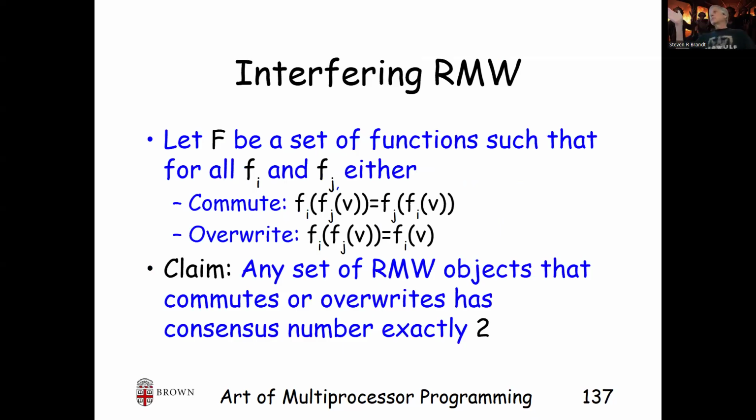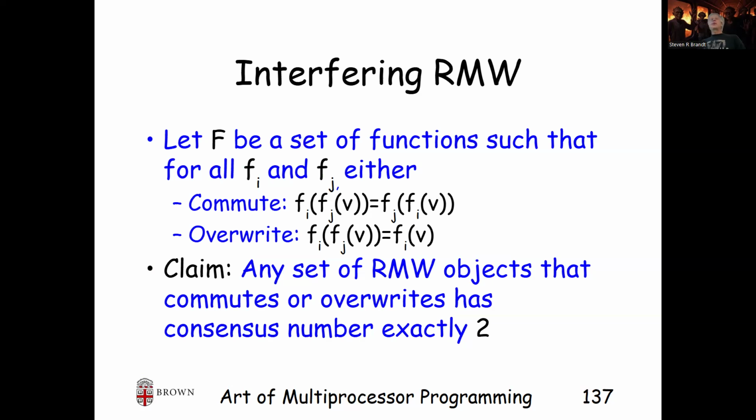Plus. So get and increment, right? Get and increment is going to be something that commutes. And overwrite, well, that's get and set, right? But what are other things that commute? Multiplication. So get and multiply by 2. If I had such a thing, and I think some hardware does have such an instruction, that's going to be something that commutes. And the claim here is that any set of RMW objects that commute or overwrite has consensus number exactly 2.